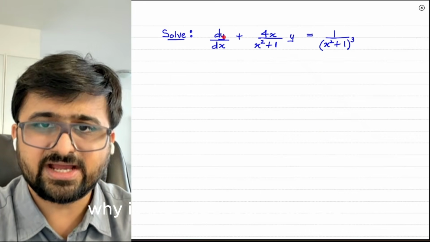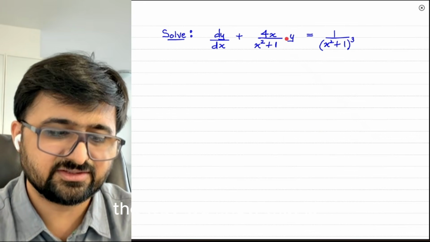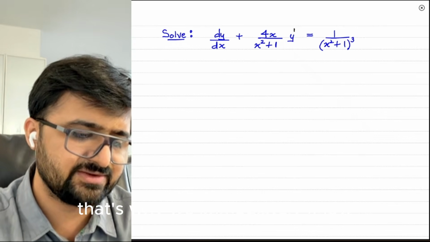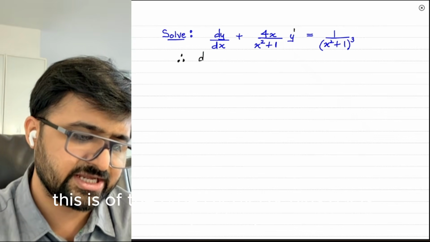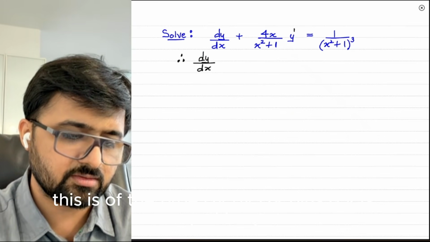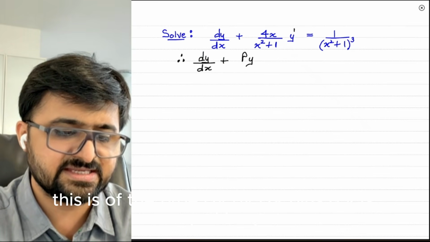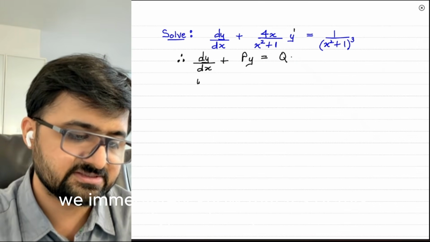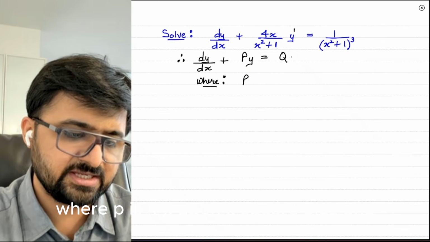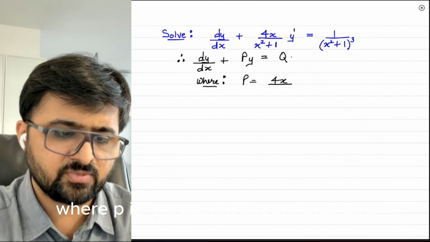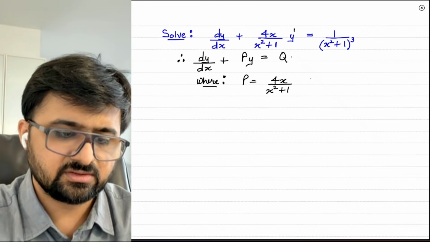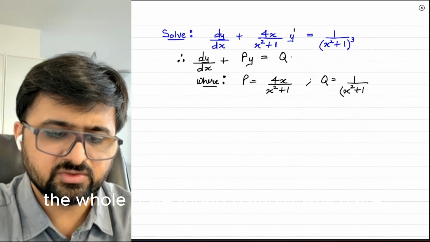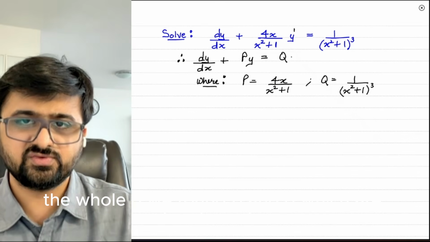If you notice here, y is the dependent variable. The way we know that is the dependent variable is occurring only once, that too with power 1 over here. That's why we immediately know, therefore, this is of the type dy by dx plus py is equal to q, where p is 4x upon x square plus 1 and q is 1 upon (x square plus 1) the whole cube. We found p and q, which are functions of x.